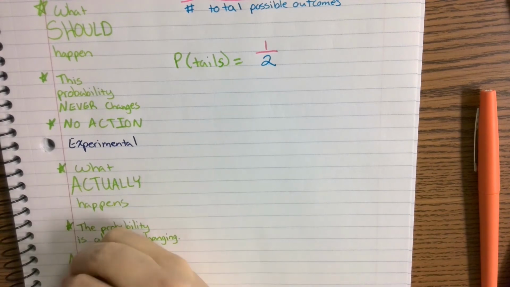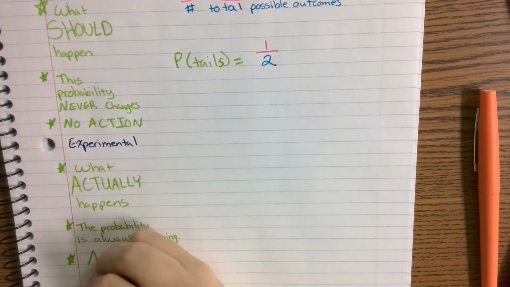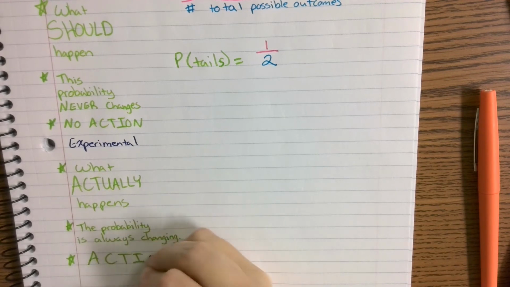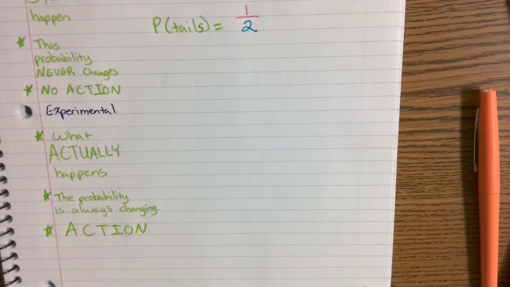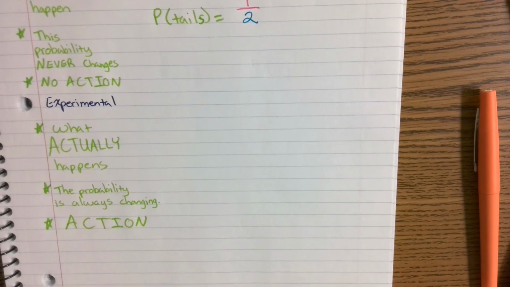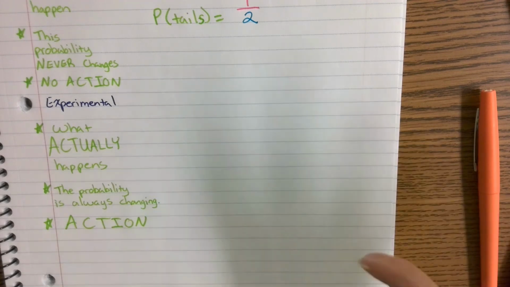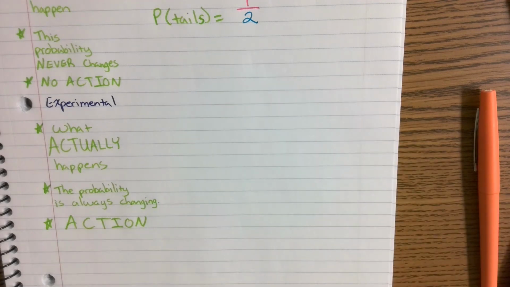And then another really important one, there's action. You are physically performing the experiment. There has to be an action occurring with experimental probability. You have to physically be flipping a coin over and over and over again for a specific number of trials. You have to be rolling the die. You have to physically be flipping or spinning the spinner or pulling something out of a bag. There is actual action occurring there.